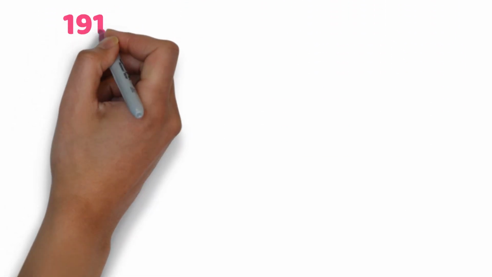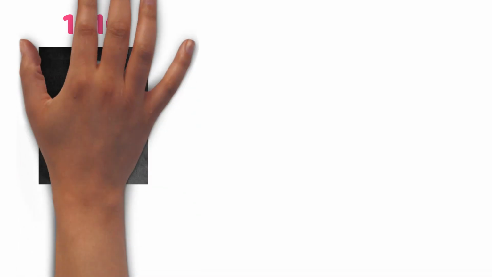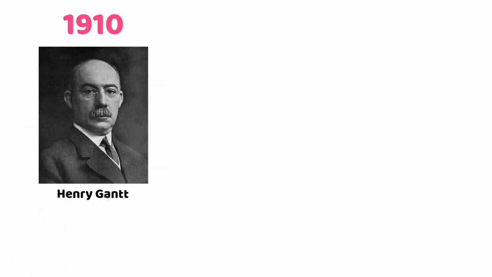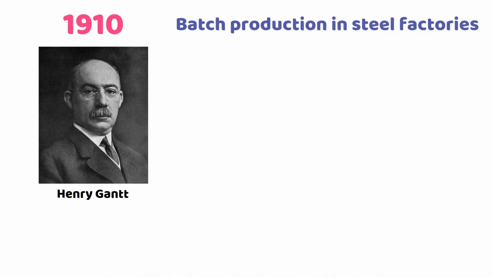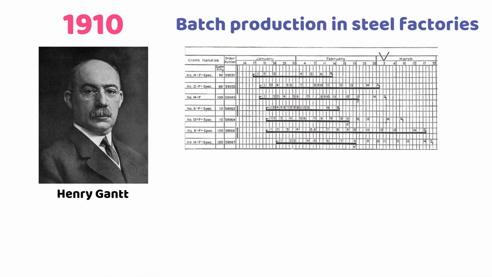In 1910, a management consultant and engineer, Henry Gantt, took Adamiecki's concept to the next stage. Henry Gantt originally wanted to improve batch production in steel factories. He designed a chart to help manufacturing supervisors see whether their work was on, ahead of, or behind schedule. The first Gantt charts were prepared exclusively by hand. It formed the foundation of the tool we use today in project management.